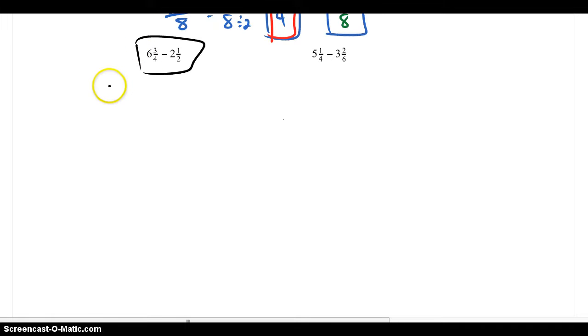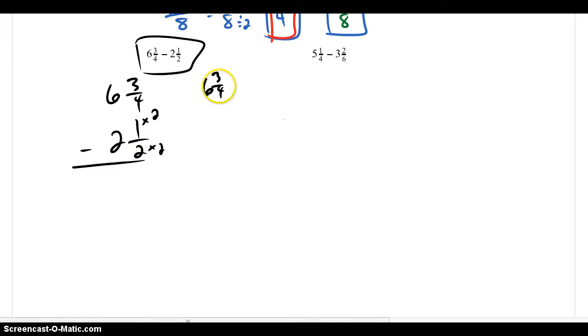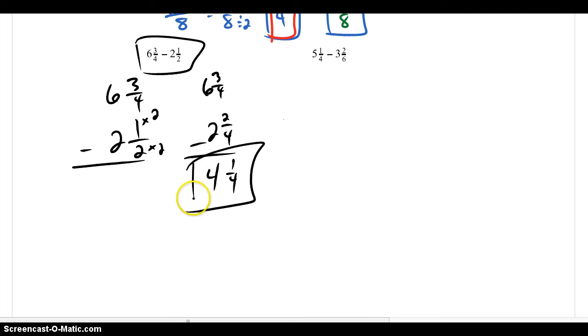Next question over here, 6 3/4 minus 2 1/2. I'm going to set it up old school. I'm going to subtract top down, but our denominators are different, so we've got to make this into a common denominator. We can rewrite as 6 3/4 minus 2 2/4. Now we can subtract the wholes. We've got 4. We can subtract the pieces. We've got 1/4 left. So there's our answer for the third example here.